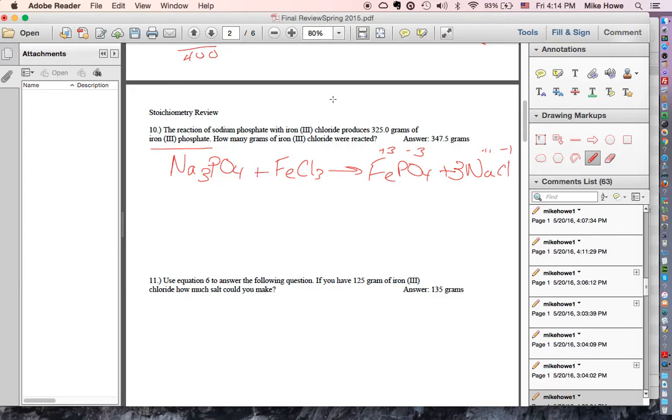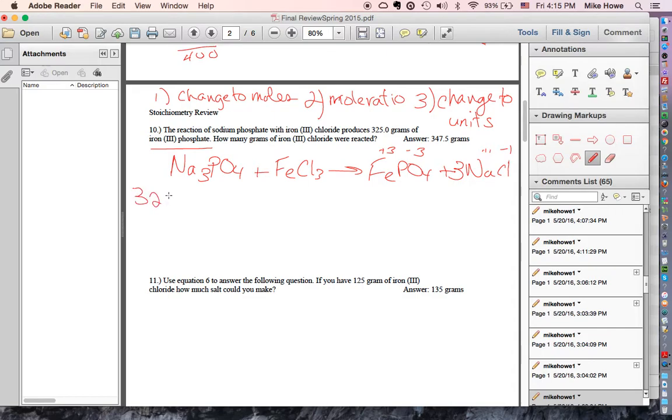In stoichiometry, you'll remember there are 3 steps. Step 1, change to moles. Step 2 was the mole ratio. Step 3 is change to grams. I'm going to say change to units. Often they're grams, sometimes they might be liters. All right, so number 1 thing to do, change to moles.